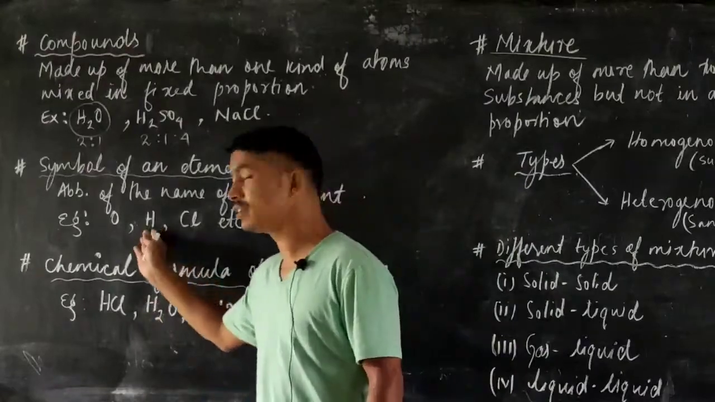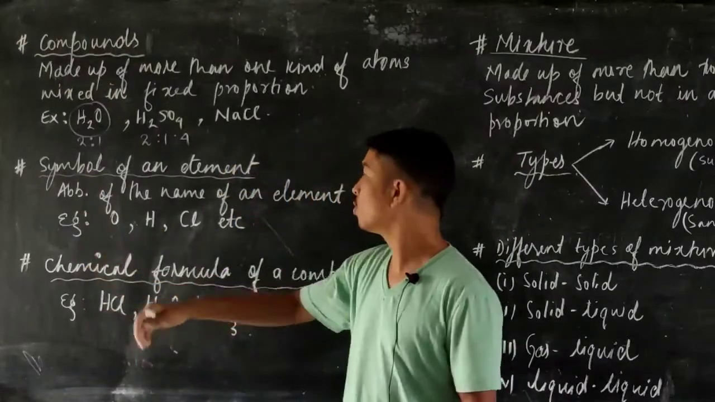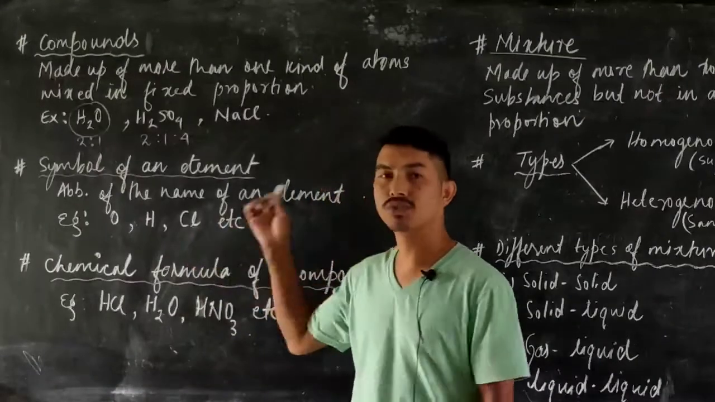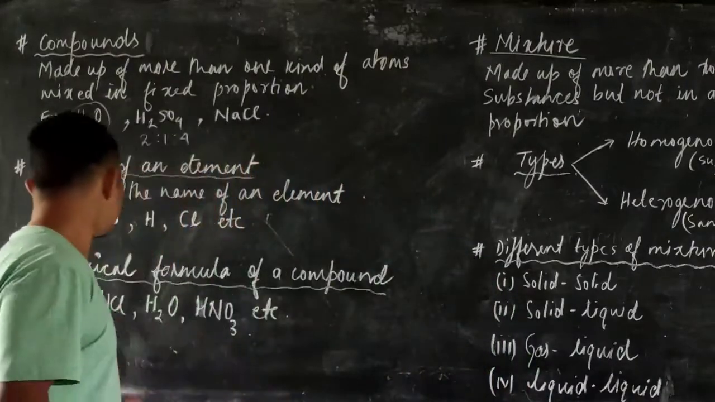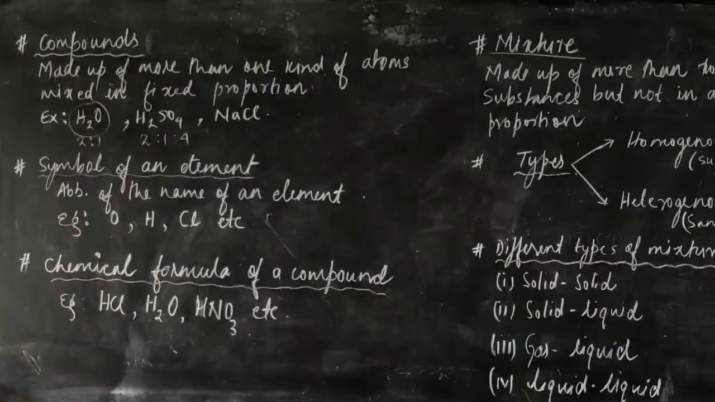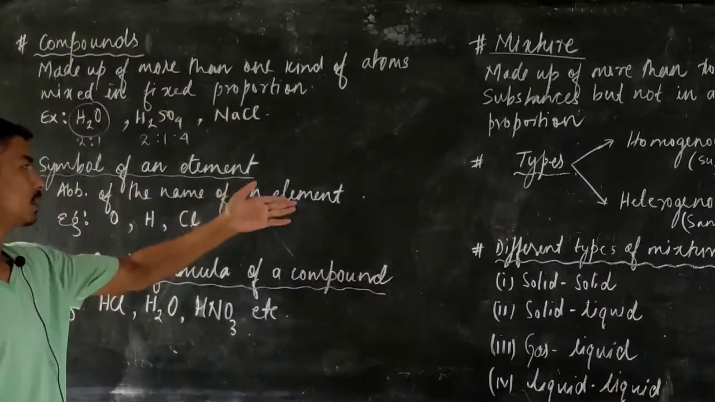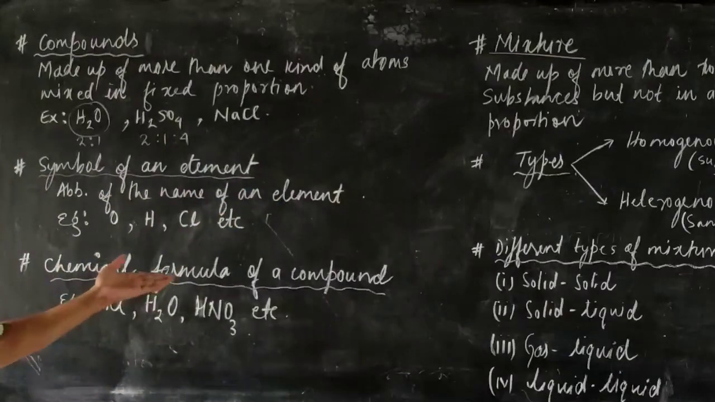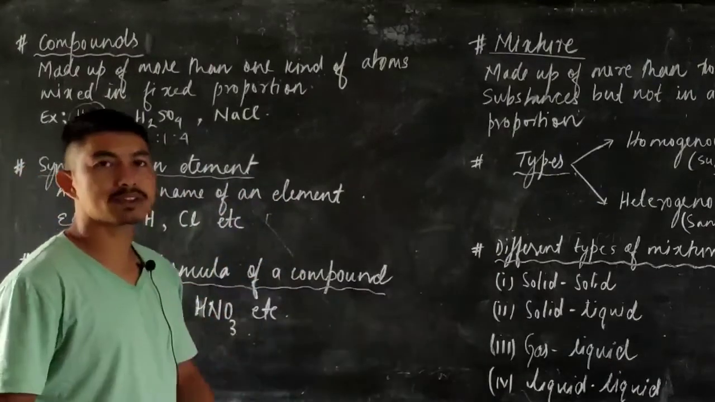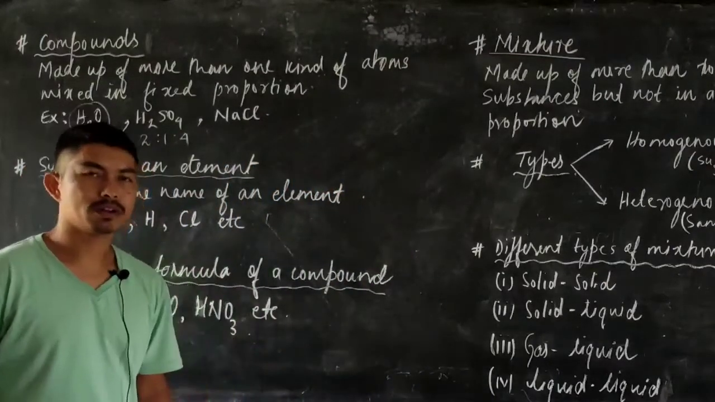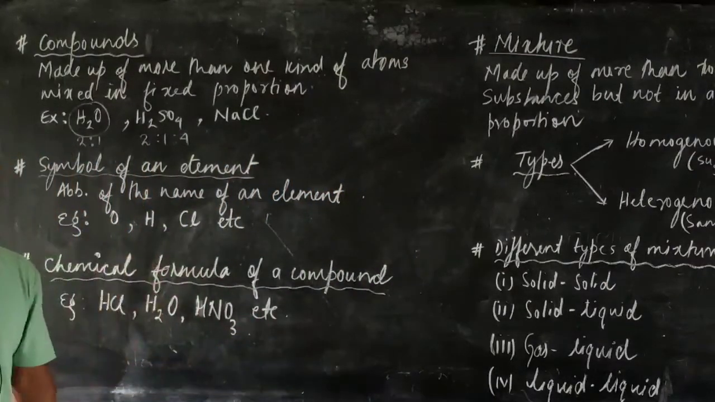Hydrogen we can write as H, oxygen as O, chlorine as Cl, bromine as Br, and so on. Now coming to the chemical formula of a compound. Just like symbols are the short form of an element, chemical formulas are the short form of a compound. It's just the abbreviation of the name of a compound. That means it represents one molecule of a given compound.